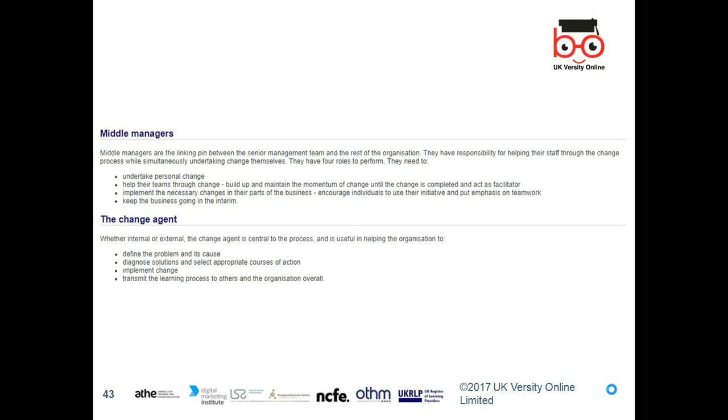The change agent is central to the process and useful in helping the organization to define the problem and the cause, diagnose the solution and select the appropriate course of action, implement change, and transmit the learning process to others and the organization overall. That's what the change agent needs to do. Any question?